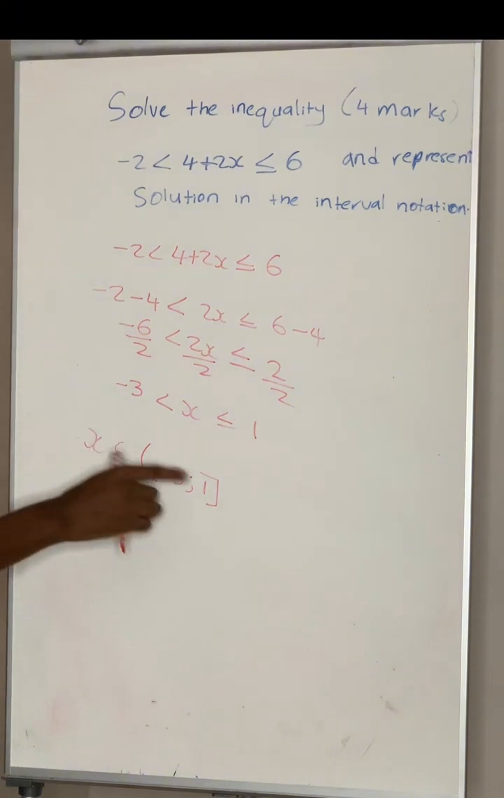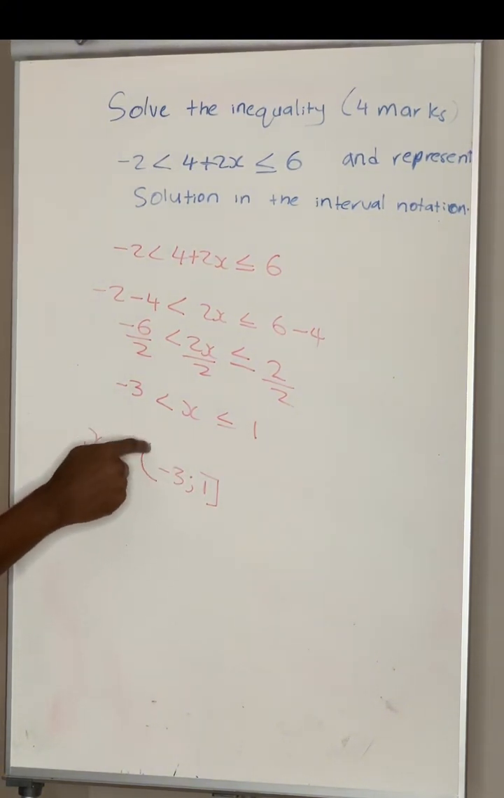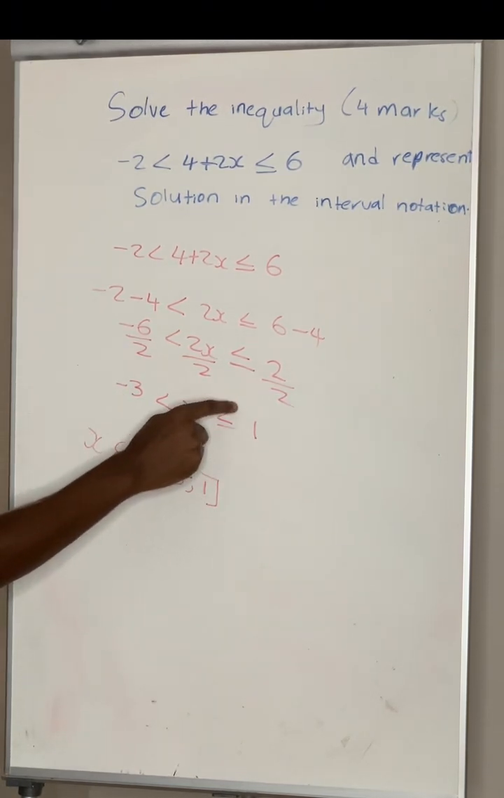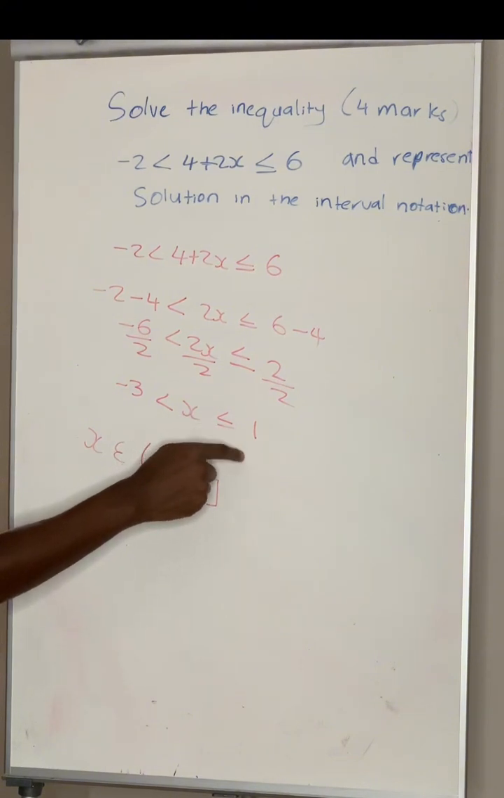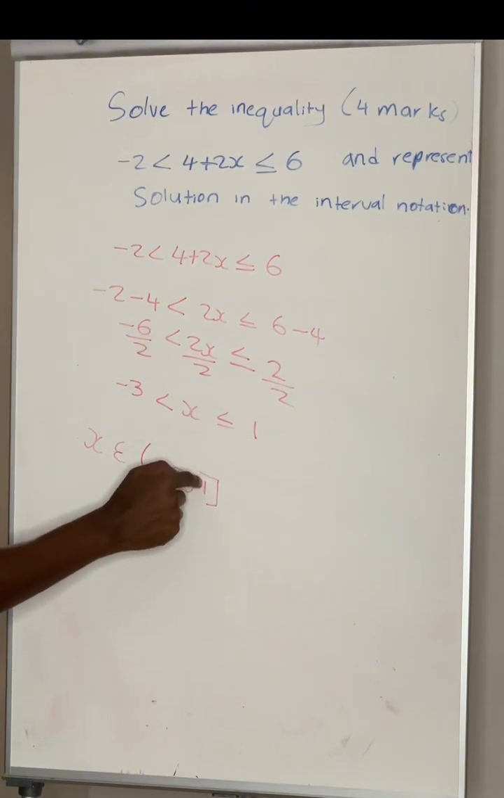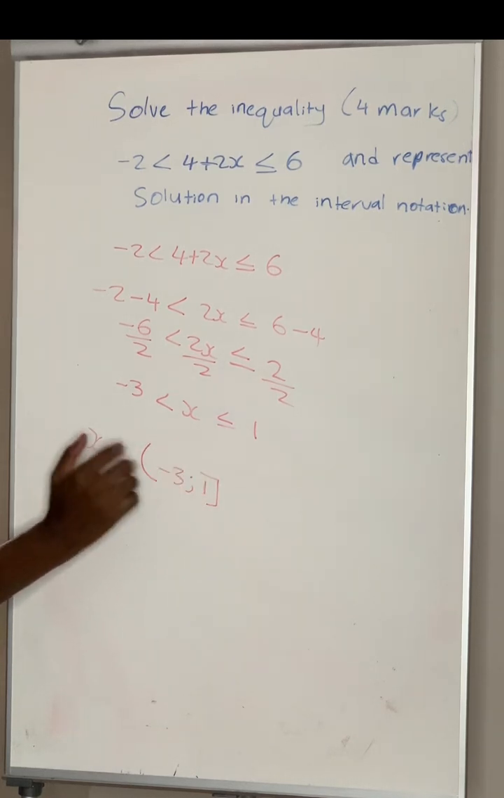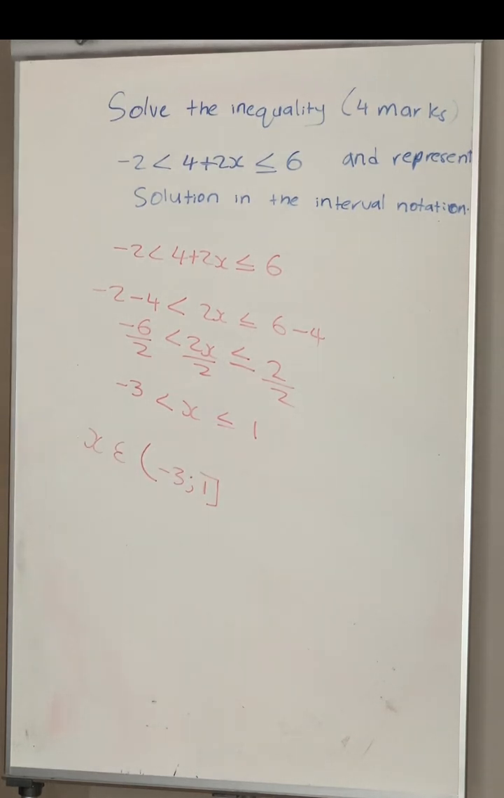So I'll tell you what both of these brackets actually mean. This bracket means it does not include that particular value. And then in this one, since it's less than or equal to, the equal to includes the positive 1. This one excludes. So you say x is an element of negative 3 and 1. So that's why these brackets are not the same.